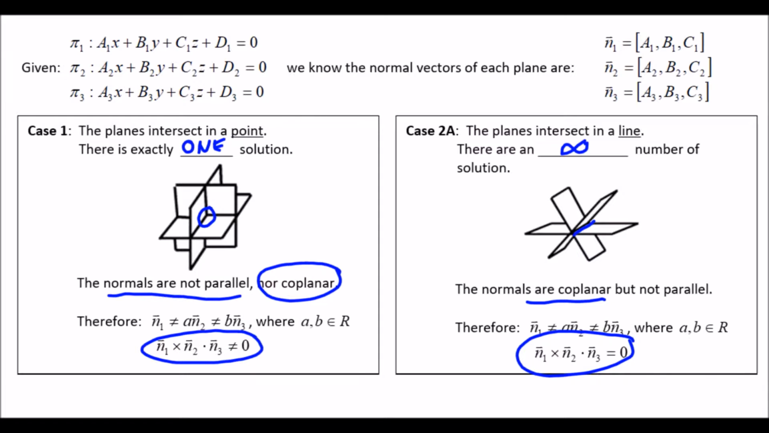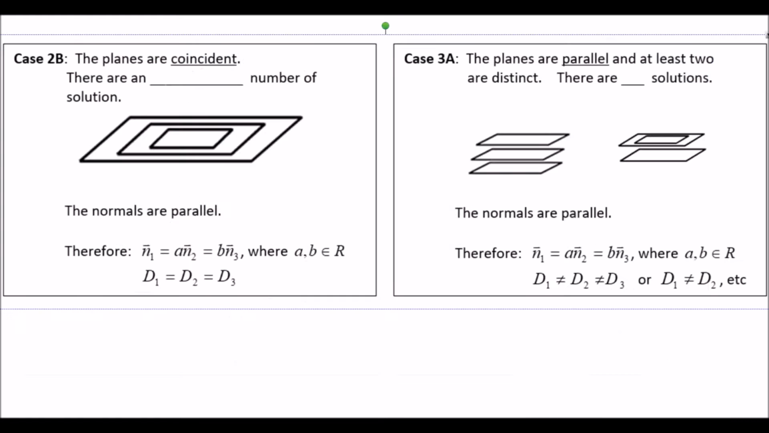All right, it's another case. The next case is this. The planes are coincident. Here, there are an infinite number of solutions. The normals are parallel, and also, this is not quite correct, the constants are also scalars. So d1 is equal to a d2, which is equal to b d3. So my apologies. Please put those in your notes. They're not in there right now.